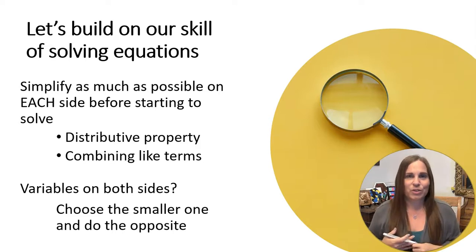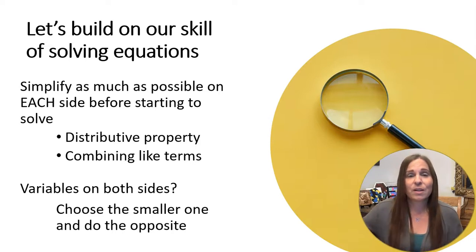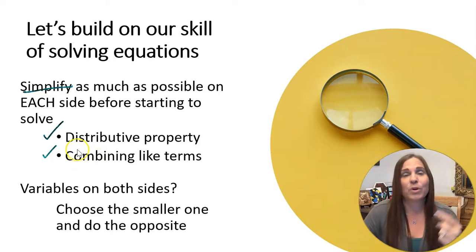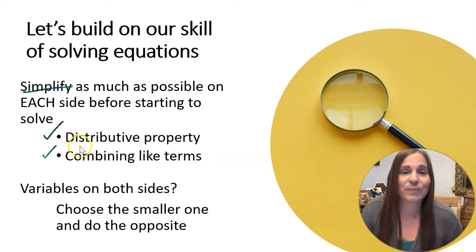So here's what we're going to do. With these equations, you're going to simplify as much as possible before you start using your inverse operations. And what I mean when I say simplify is you're going to use the distributive property sometimes, and you're going to combine like terms sometimes. And you're going to make sure that there's nothing else that you can simplify on either side before you start using inverse operations to get the x alone.